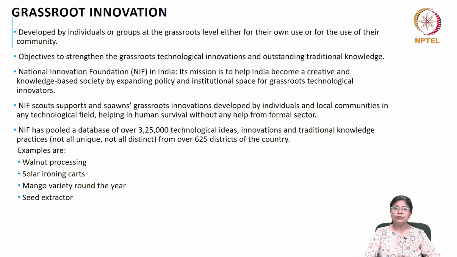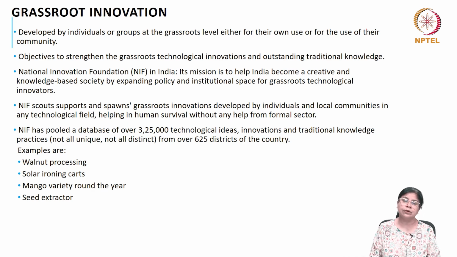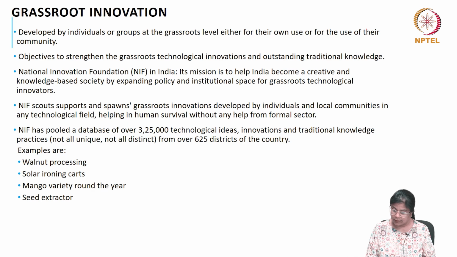It also provides a pooled database of around 3,25,000 technological ideas, innovations, and traditional knowledge from over 625 districts of the country. Some examples of grassroots innovation include walnut processing, solar ironing cart, mango variety around the year, and a seed extractor. Some of these examples have very straightforward implications for the farmers, and it is a problem which has now been resolved through these innovations, though it must have been a matter of concern for them for a very long time.